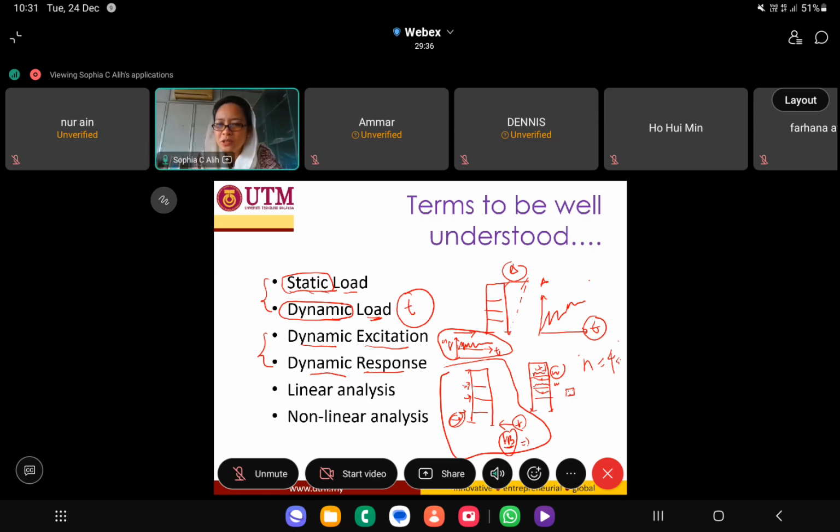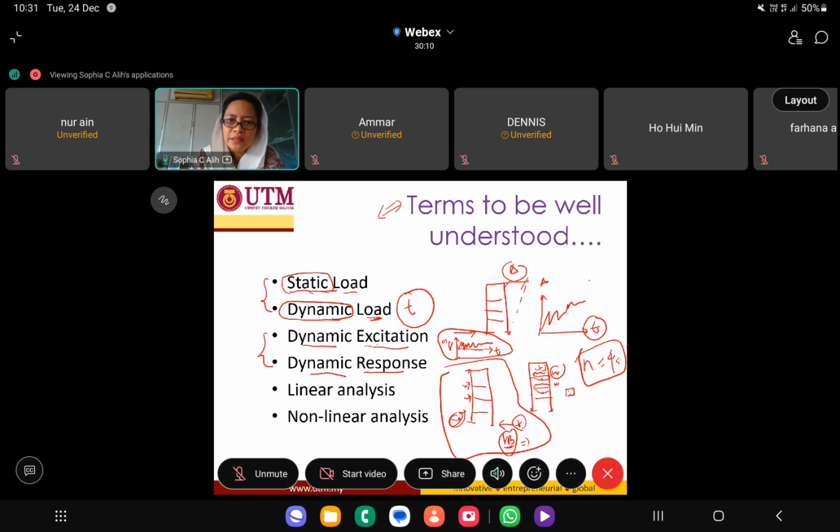So as a design engineer, your first task is to decide what type of analysis you're going to do and whether it is safe for your structure, whether it is acceptable for your structure or not. So this is where we are, the terms that you need to understand, right? Now, when we want to decide what kind of analysis is suitable for your structure, you need to check not only your structure itself, but also the loading or the excitation that is imposed on your structure.